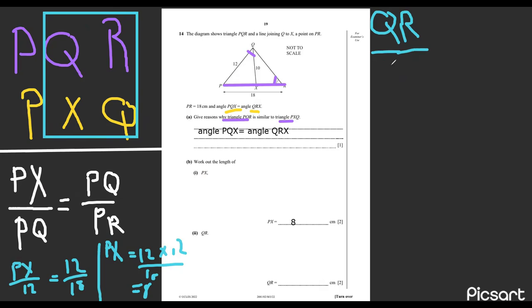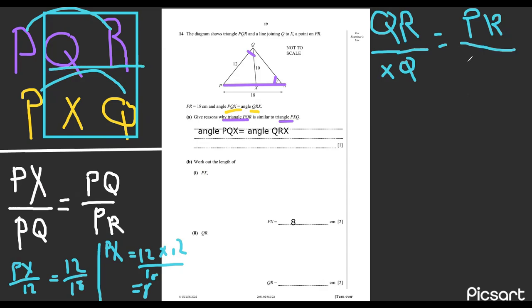Let's write it. XQ is equal to 10, will be equal to the PR over the PQ. PR. Remember here we started with the purple, so we write the numerator PR first, okay? PR over the PQ.